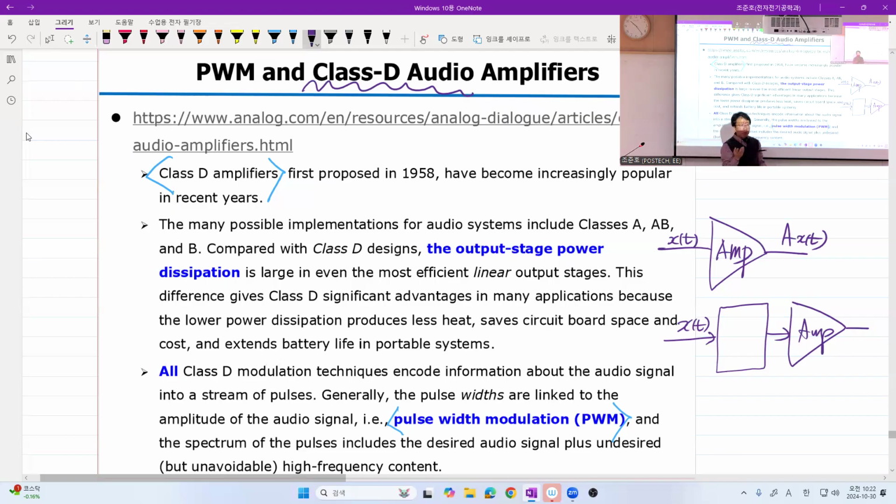Some of you may remember there was a Korean cell phone manufacturer who adopted this amplifier. Not Samsung, not LG, but Pantech. But anyway, this manufacturer had a product that had a very powerful Class D amplifier. So even though the phone was very small, it was like you had a boombox.